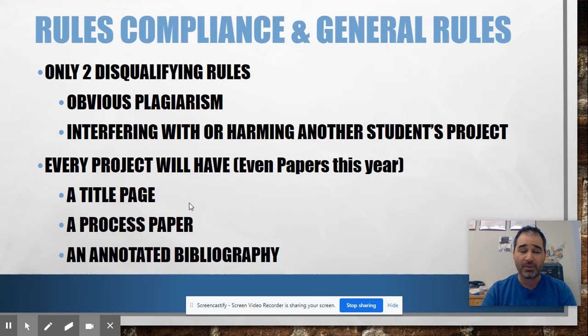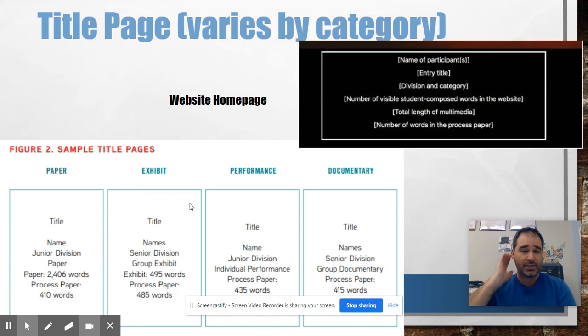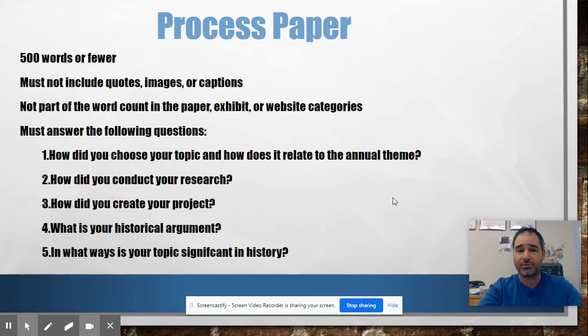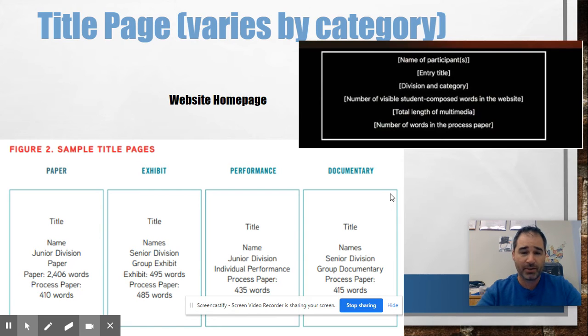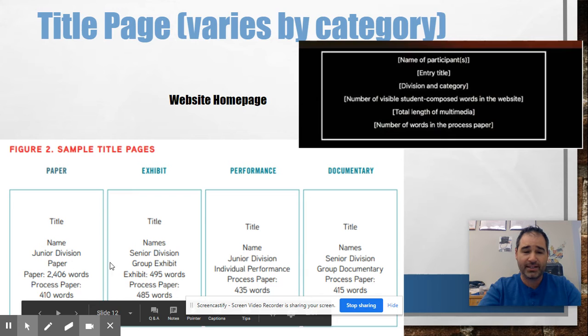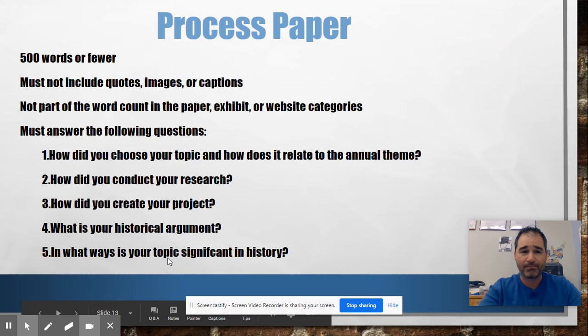Every project needs to have a couple of pieces of paperwork. The first is a title page. Even the papers this year will need a process paper, and they all need an annotated bibliography. And a title page is going to look like one of these. Each category is slightly different. If you have a website, the website's going to look like this up here. It's going to have that information: papers, exhibits, performances, documentaries. They all have slightly different information needed on them because they all have slightly different ways of submitting the work. Also note that junior division is 6th through 8th grade. Senior division is 9th through 12th grade. So we have the 2 different divisions there.